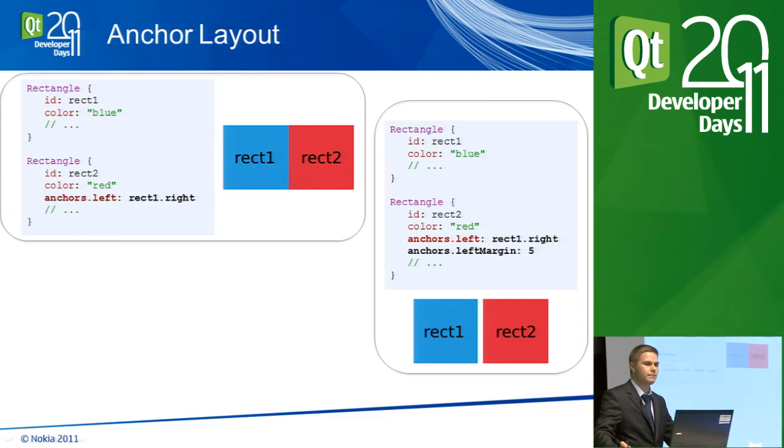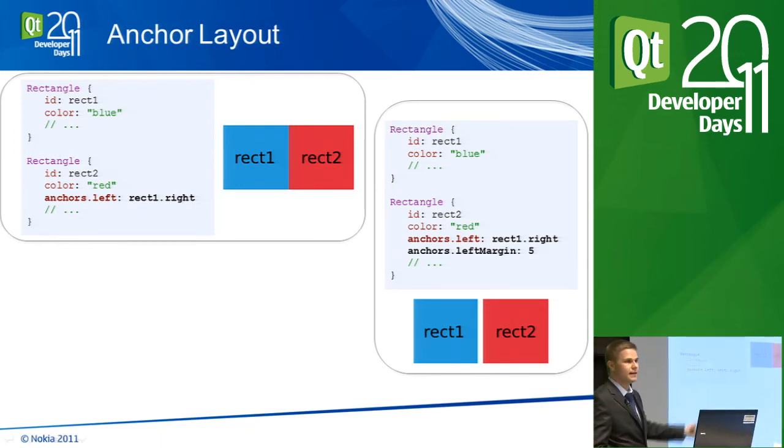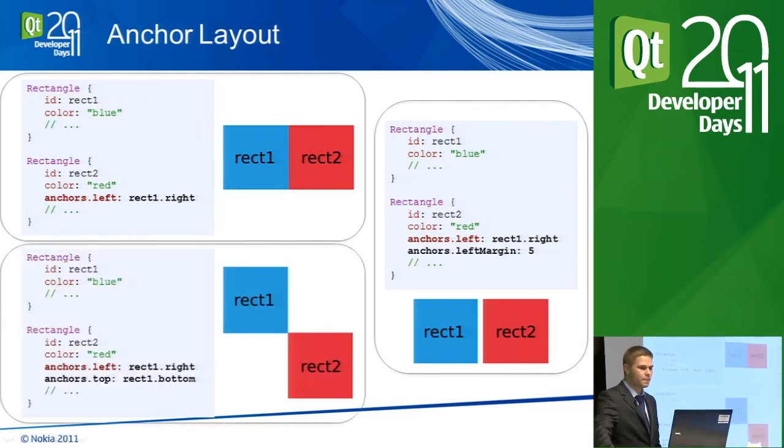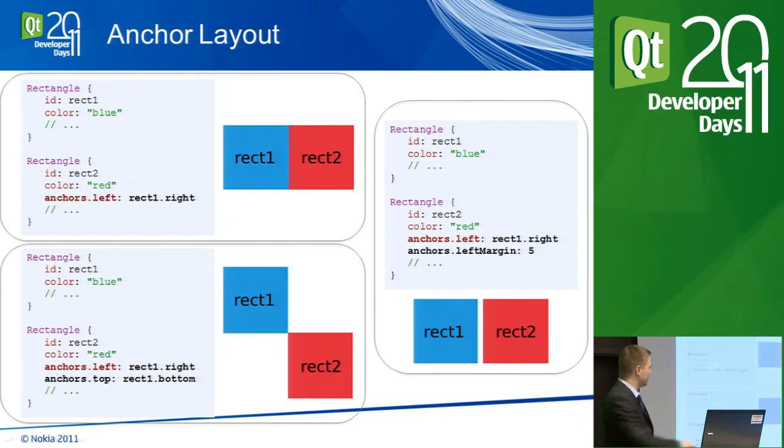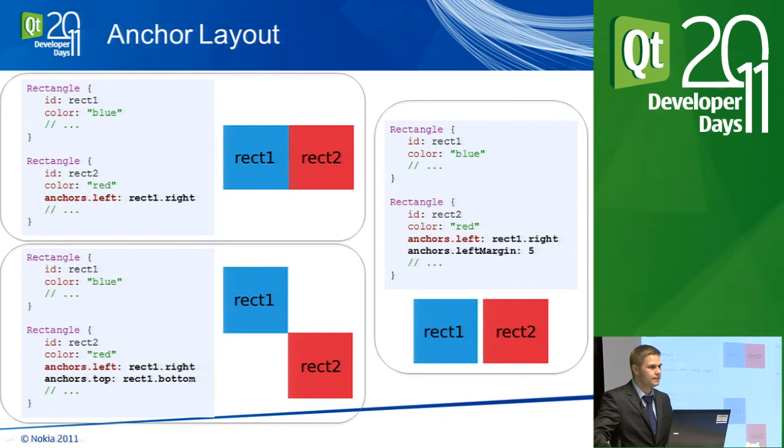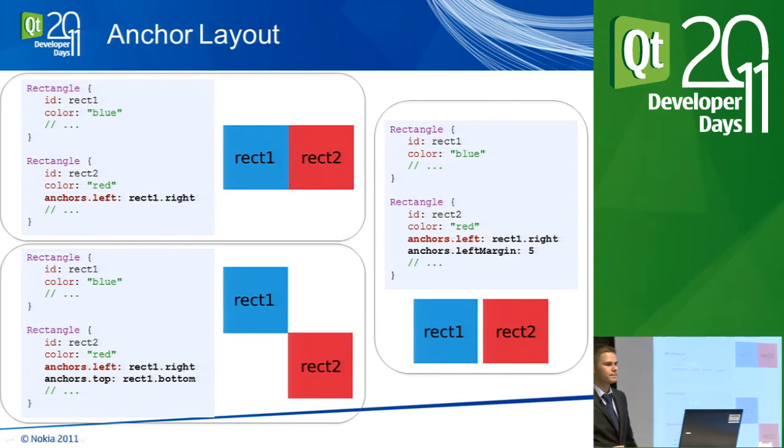Okay, let's add some margins. Let's say 5 units. And this is what we get. A little bit of separation. Then when we add more anchors, top anchor from red rectangle to blue rectangle's bottom anchor, we get this sort of checkerboard positioning. Okay, that's relatively simple, right?